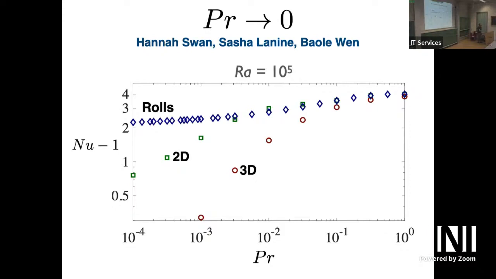I think you showed another plot, and I was wondering about the dimensions. Here you say 2D and 3D. Yeah, those are numerical integrations, in the classical configuration, horizontally periodic. Okay, thanks.